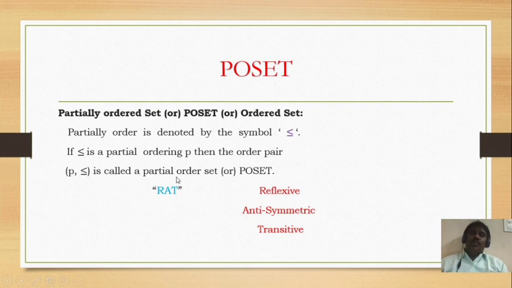Poset means we already know it is RAT: R means reflexive, A means antisymmetric and T means transitive. So a poset must satisfy the reflexive property, antisymmetric property and transitive property. Here partial order is always denoted by the symbol less than or equal to. If less than or equal to is a partial ordering, then the ordered pair P, less than or equal to, is called a partially ordered set. So here it is RAT, reflexive, antisymmetric and transitive properties. It must satisfy these properties.